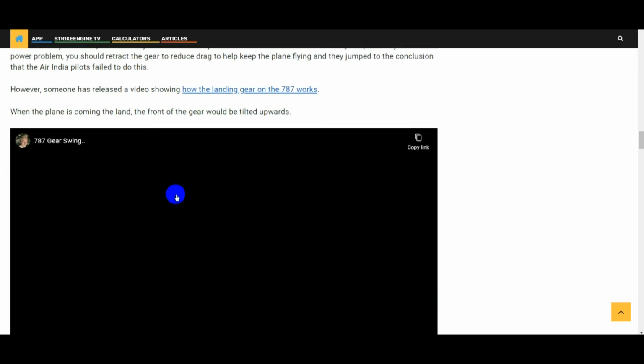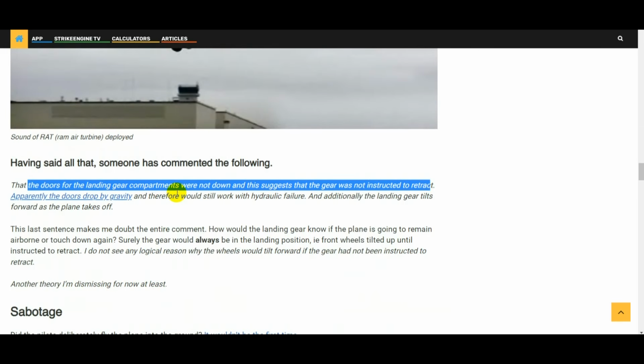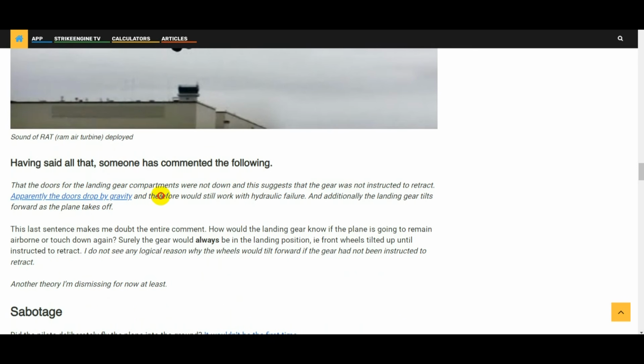So again, if you look at this video here, it shows how the doors move in relation to the angle of the wheels. And apparently these doors drop by gravity, and therefore they would still work even if the plane had hydraulic failure. So long story short, this person is saying, if the pilot said I'd ordered the landing gear to retract, those doors would have come down, even with hydraulic failure.